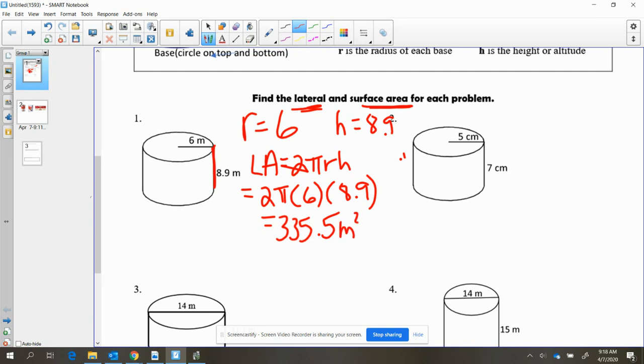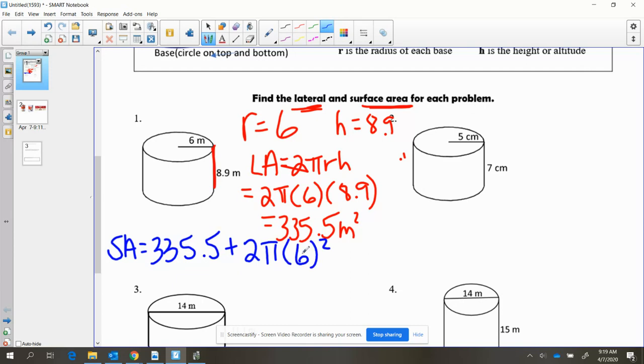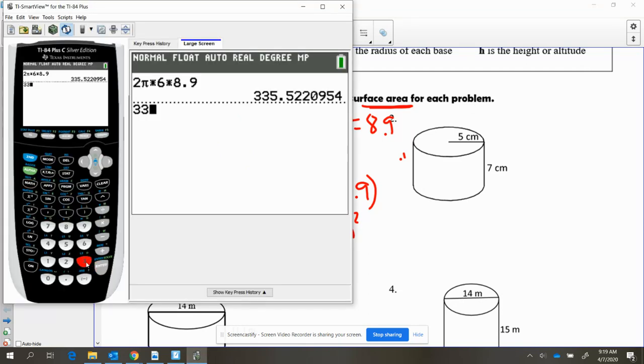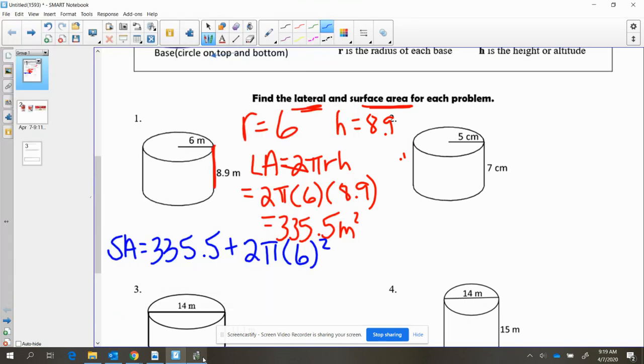Now total surface area then is going to take that lateral area that we just found, so it's the 335.5, and we're going to add on to it 2 times pi times your radius squared. So again, we're going to take that value, 335.5 plus 2 pi times our radius squared, for a total of 561.7-ish meters squared.